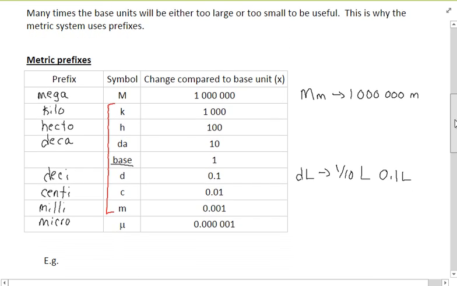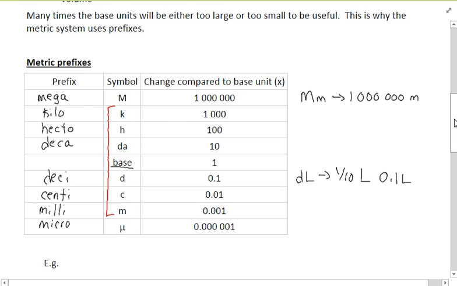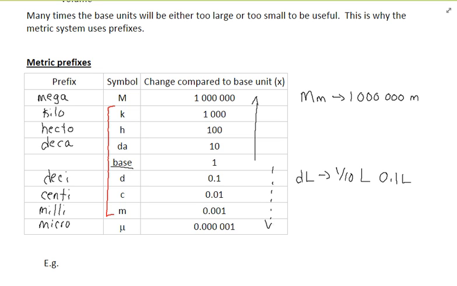The nice thing about the metric system is, if you look at the chart, it's all based on a factor of 10. If you're going this direction, you're getting bigger by 10 each step. If you go down this direction, you're getting smaller by a factor of 10 each time, which makes doing those conversions a whole lot easier than the imperial system.